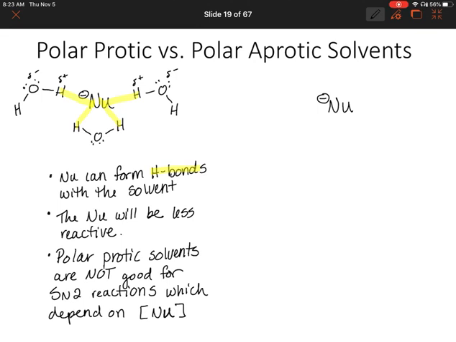Okay, so what about polar aprotic solvents? So let's just pick one. We'll pick acetone. All right, so acetone would surround the nucleophile in this way, where oxygen's kind of pointing away from the negatively charged nucleophile, because remember, oxygen is more electronegative, so it is pulling electron density towards itself, so it's partially negative. So those oxygens want to be far away from the nucleophile.